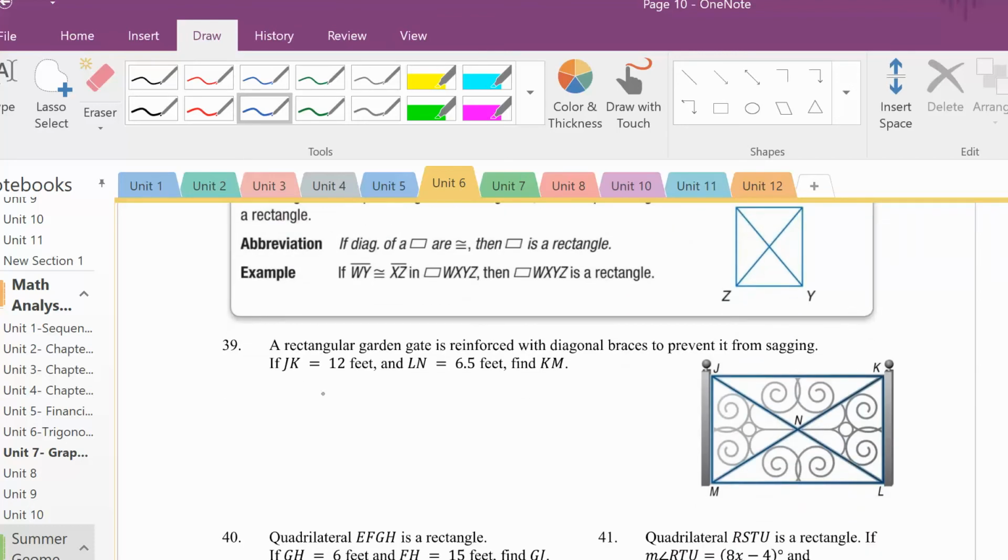So for a problem like this, a rectangular garden gate is reinforced with diagonal braces to prevent it from sagging. If JK is 12 feet, so JK is 12, LN is 6.5. Find KM. Well, remember, in a parallelogram, diagonals bisect each other. So that means this is 6.5. So that means that is 13. So KM is also 13. Because remember, in a rectangle, the diagonals are congruent.